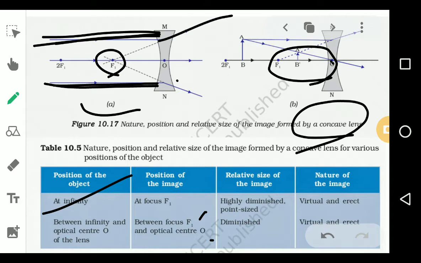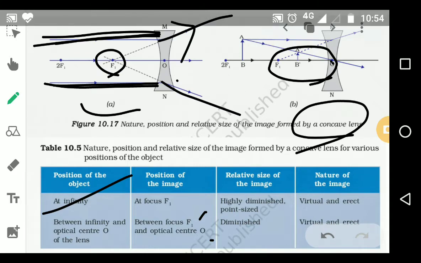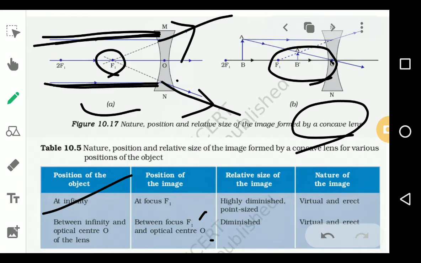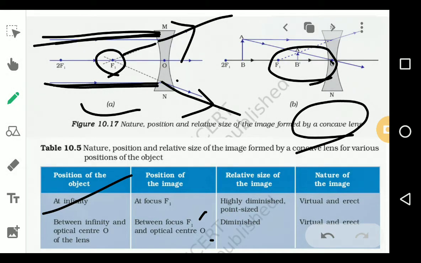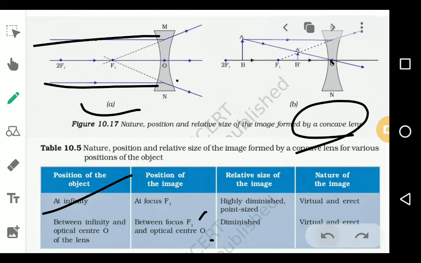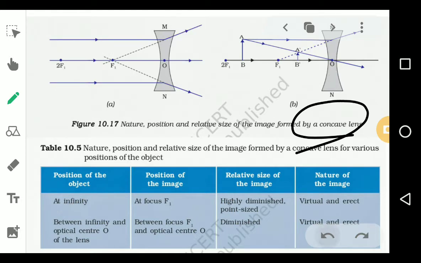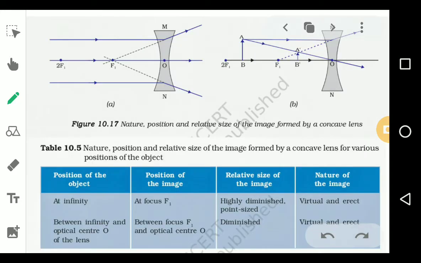Okay, so they will be refracted and they are diverging light rays, because concave lens is a diverging lens, so it is diverging the light rays, and when you extend them backwards, you will be getting the image at the f1. Okay, and in the second figure you can see we are taking the object anywhere between 2f1 and f1.